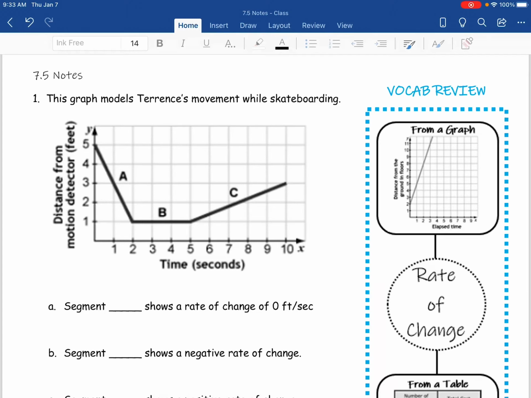Okay, today we are just doing a review lesson on finding rate of change or slope from both a graph and from a table. So it should be fresh in our mind from a graph, but it's been a little bit since we've done tables, so we'll go through some vocab before we answer those questions. So let's start with from a graph.